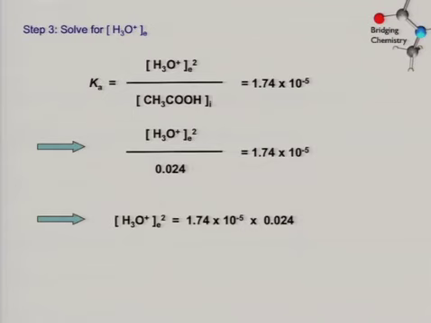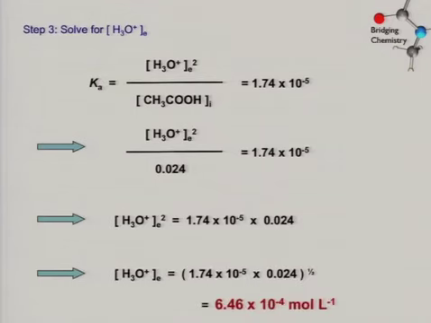And we get this by multiplying both sides by the thing on the bottom. And then the concentration of the H3O+ itself will just be the square root of all of that. And so you can work out that the concentration of H3O+ is 6.46 times 10 to the negative 4 moles per litre.